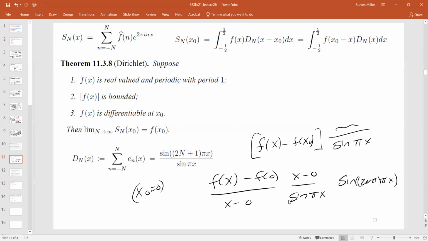That looks like a very large Fourier coefficient. So it looks like I'm taking a very large Fourier coefficient of a quantity like this, which goes to 0. This is the high-level idea of what's going on in the proof of Dirichlet: that by assuming differentiability, I can handle the sine of pi x in the denominator.